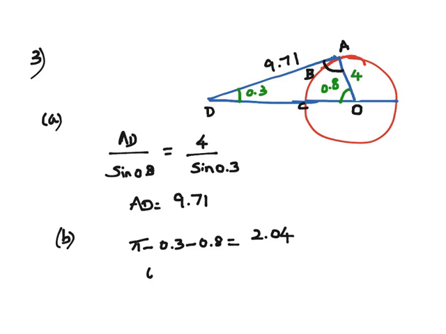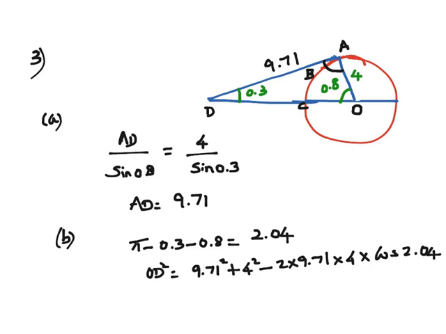So OD square is equal to 9.71 squared plus 4 squared minus 2 times 9.71 multiplied with 4 multiplied with cos of 2.04. So you shall get 12.058, which is approximately equal to 12.1. Okay, so OD will be the square root of this expression, 12.1.